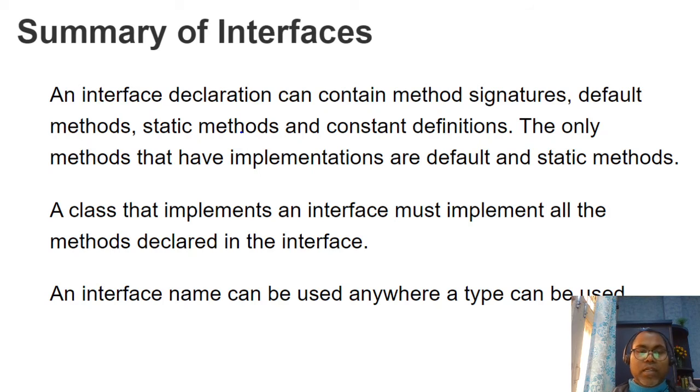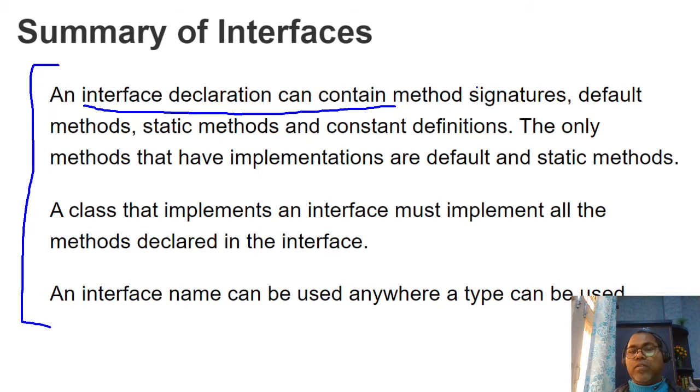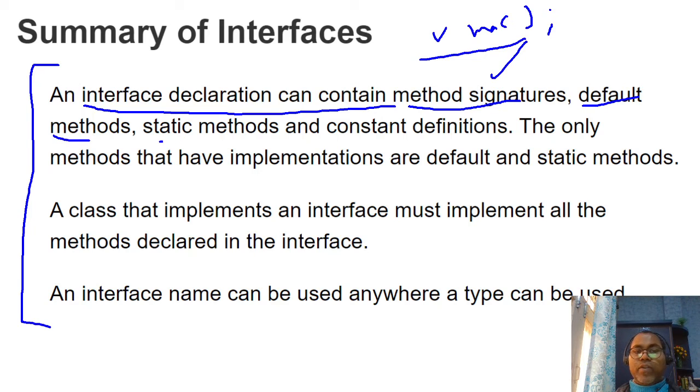So in the end, what have we learned about the interface till now? An interface declaration can contain method signatures. Signature means your return type, your method name, your parentheses, and a semicolon. This is your method signature. And can you have a default method? Can we define a static method? And can we define a constant?